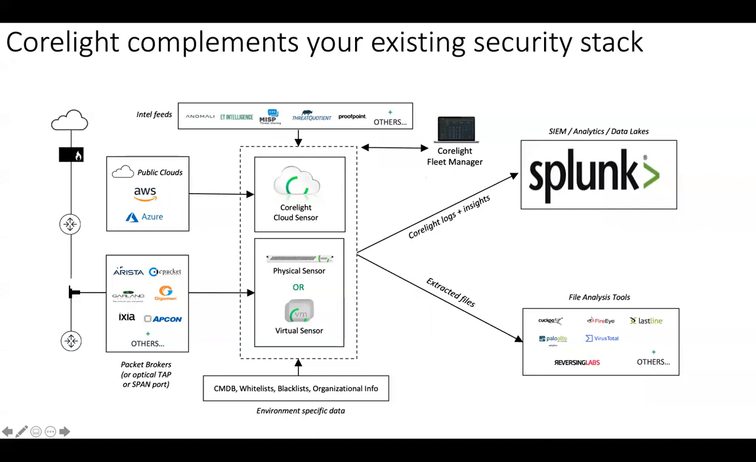This here indicates the various form factors that are available from Corelight. We've got Corelight cloud sensors that have the ability to run in AWS or Azure and monitor that traffic. We've got physical sensors that support anywhere from a couple of gigs all the way up to 25 to 30 gigs. And then there's also a virtual sensor and a software sensor.